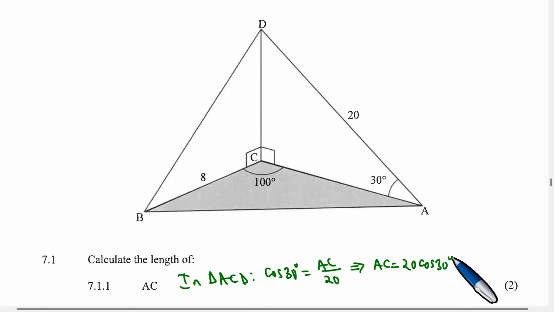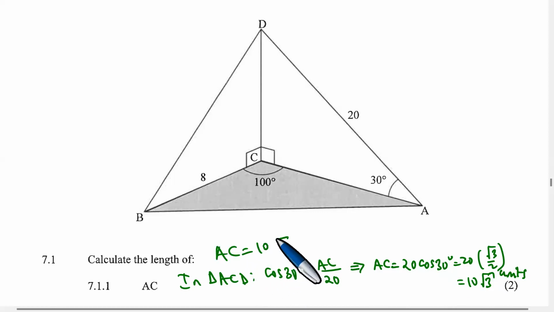And cosine 30 is the square root of 3 over 2. Dividing 20 by 2, you get 10 square root of 3, and the length is in units. So they want AC, so clearly AC is 10 square root of 3 units.